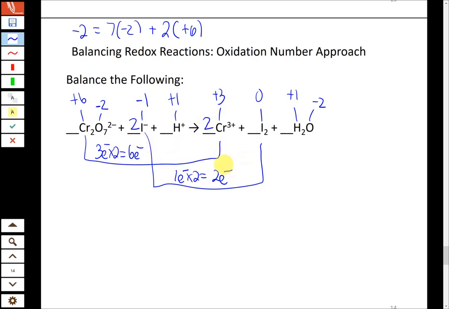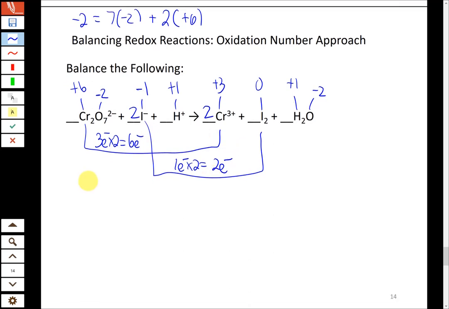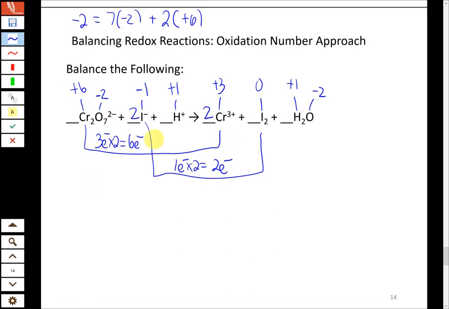All right, so we got a 6 electron and a 2 electron. So what that means is right now the electrons are not balanced. This is 6, this is 2. The way that we make them balanced is we have to triple the iodide coefficients and the I2 coefficients. So what that leads to then is we're going to set the coefficients here as 1 and 2 for Cr2O7 2-. But then for iodide we have to triple the coefficient. So it started out as 2, we're going to triple that to 6.